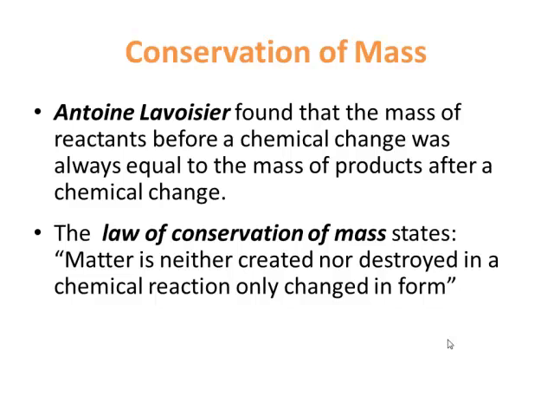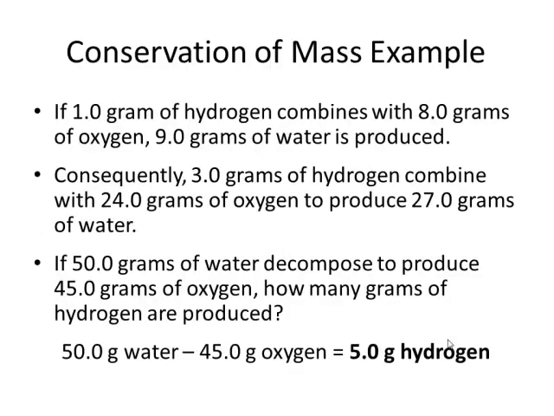Now there is sometimes a change in mass because you spill things or you don't react them completely. But if you are very careful, and we do experiments that show this, you can show that the mass of the reactants, what you start with, is equal to the mass of what you end up with. Here's a simple example. If you took 1 gram of hydrogen and combined it with 8 grams of oxygen, you would get 9 grams of water. They would add up. And if you had 3 grams of hydrogen with 24 grams of oxygen, you would get 27 grams of water.